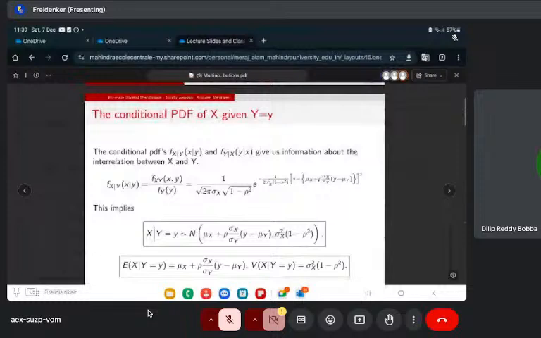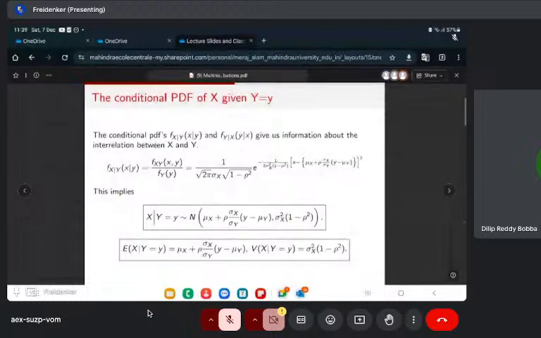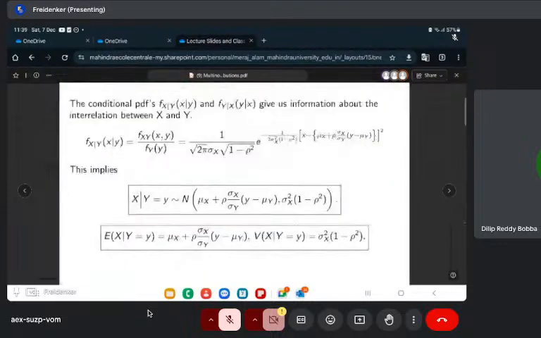Conditional PDF, x given y. So we're still in bivariate normal, right? So x comma y is following some bivariate normal distribution. Now x given y is another random variable. Which distribution does x given y follow? x given y follows a normal distribution, but its mean and variance look strange, and there is no other way out of this than remembering this, unless you want to derive everything in the exam.